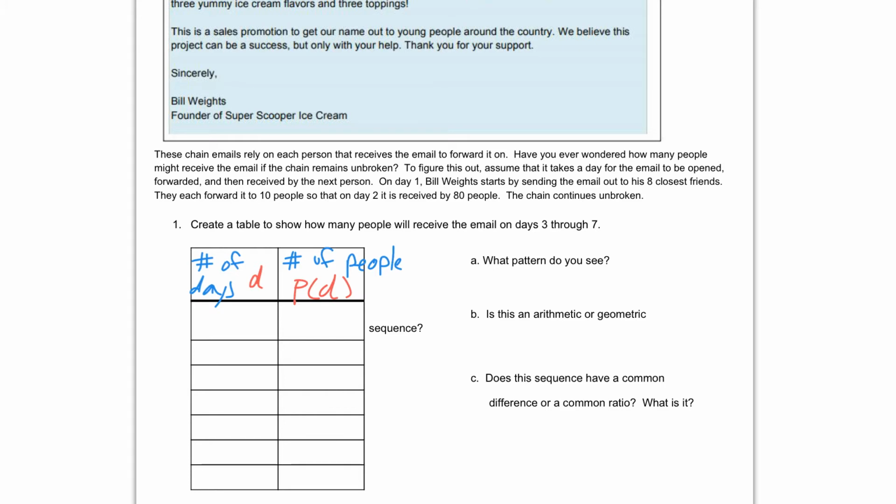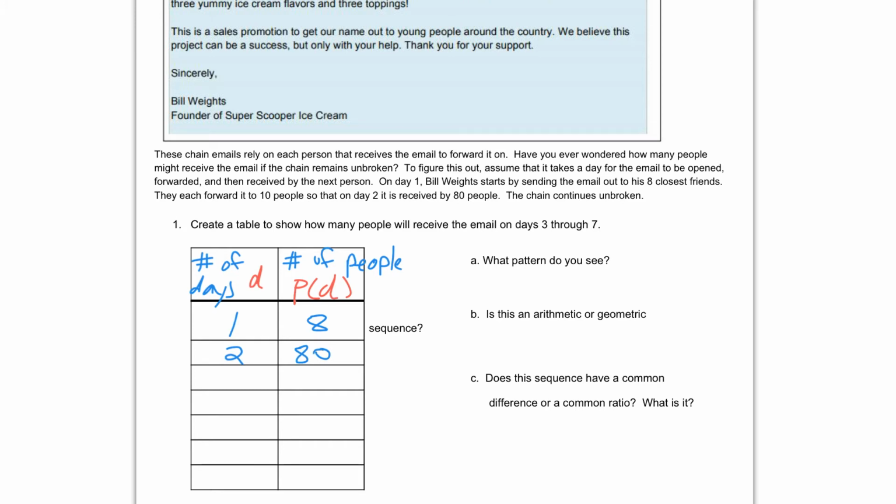Then we're going to look and see what's going on. It says up here, on day 1, Bill Waits starts by sending the email out to his 8 closest friends. So we can say day 1, it was sent to 8 people. Then it says he forwards it to 10 people so that on day 2, it is received by 80 people. So on day 2, we have 80 people.